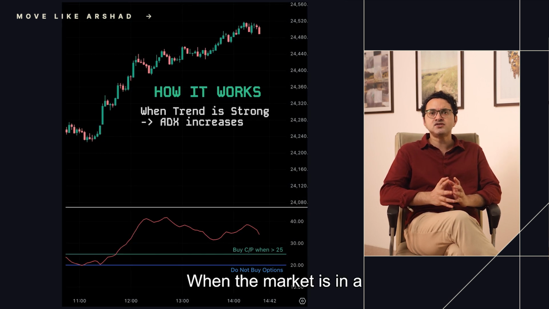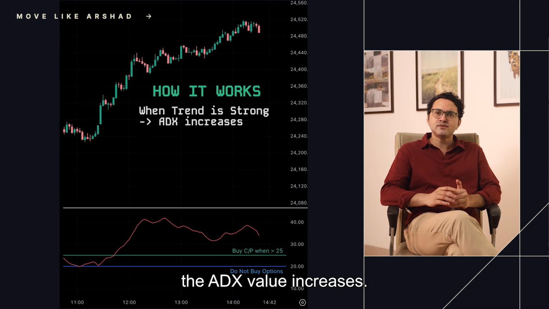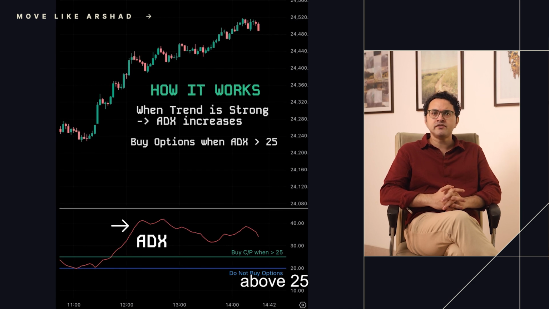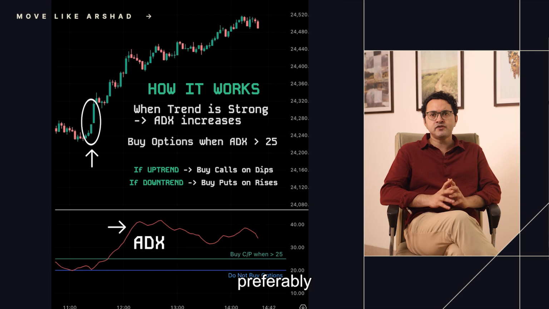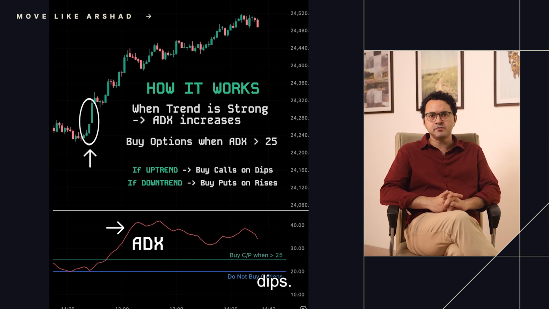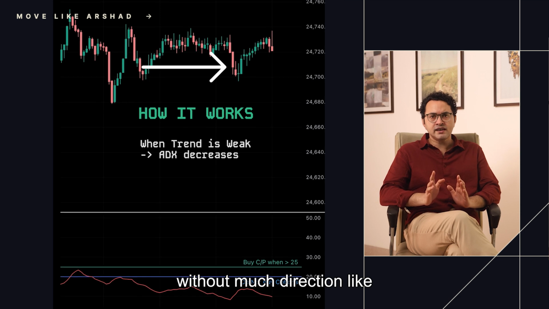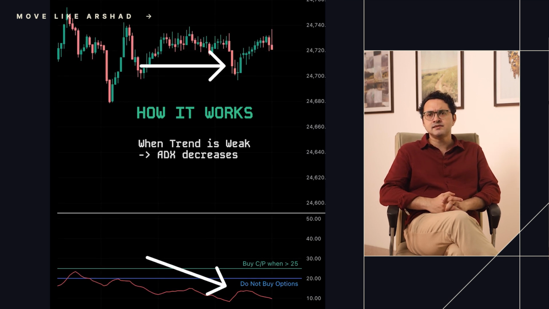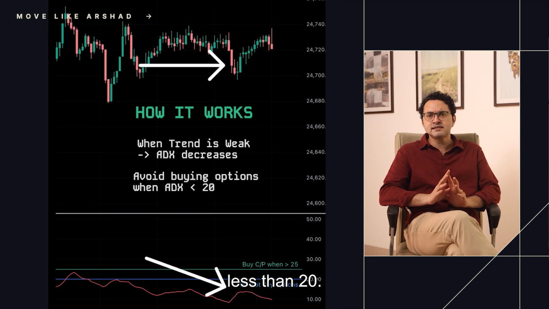When the market is in a strong trend, whether it's going up or down, the ADX value increases. Wait for the ADX to be above 25 and then look for opportunities to ride that trend, preferably by buying into temporary dips. When the market is moving sideways without much direction, like being stuck in traffic, the ADX value decreases. It's ideal not to make any option buys when ADX is less than 20.